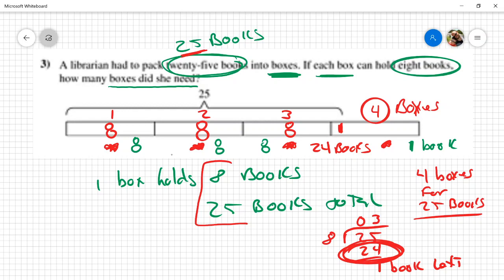So you can start to see how you can use the tape diagram and the algorithm, or as I say in class, do the math. That works too. All right, so there are three examples of how to divide using the tape diagram. And I threw the algorithm in there too. All right, guys, I hope that helped.